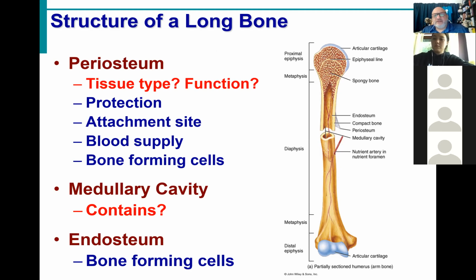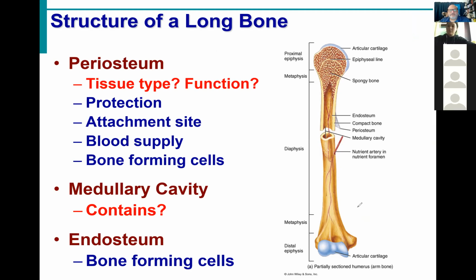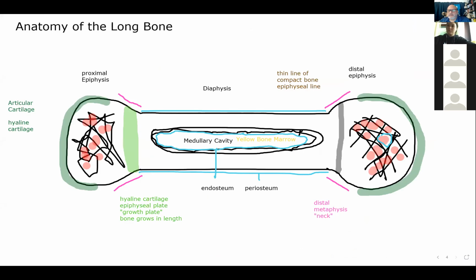Questions on that? All right, we have done the anatomy of the long bone. We still have to do the anatomy of the short bone, the flat bone, and the irregular bone. And that makes me tired just thinking about that. But the good news is that the anatomy for all of them is basically the same. So we can lump them all together.